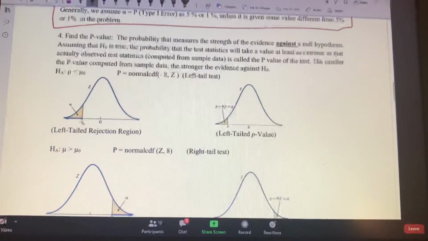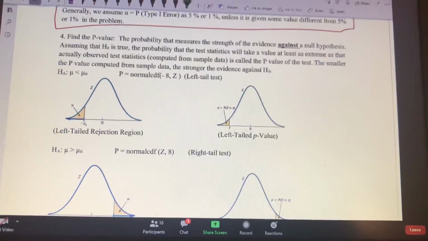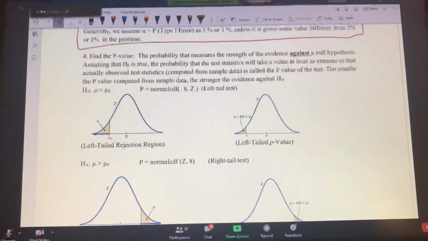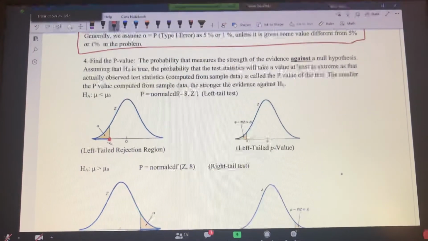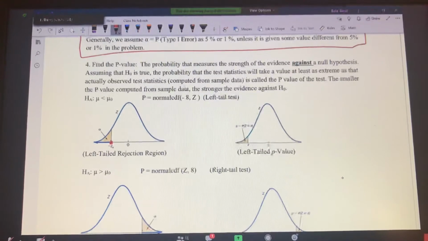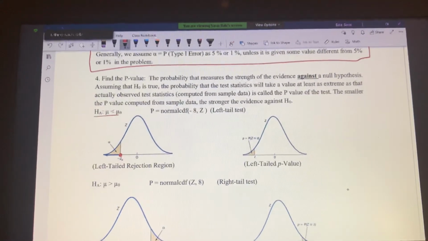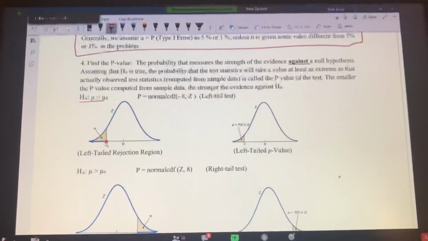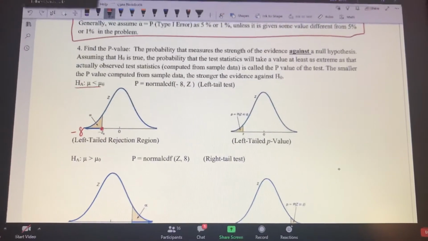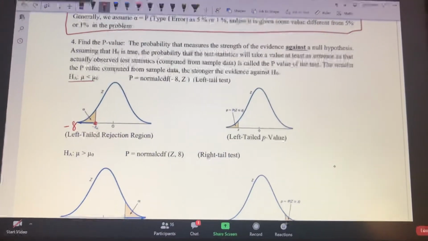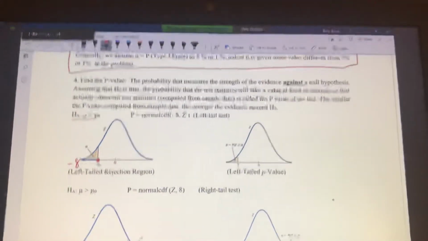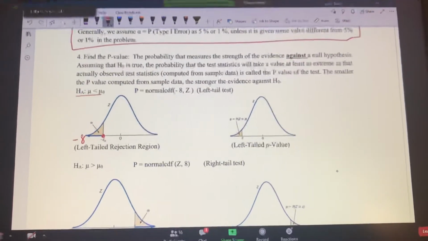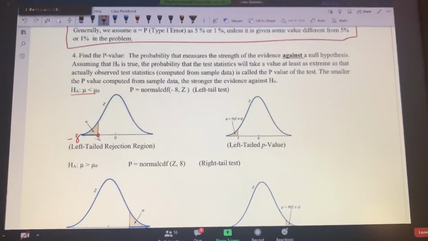So now we are having the z-score in step number 3. That z-score is going to give you the probability. This is the cutoff point, and in the left-tail test, which is mu less than mu sub 0, you are going to get the area to the left of the z-score, which is normal CDF of negative 8 comma z. I'm putting my favorite number, negative 8, and that is going to be compared with my alpha.